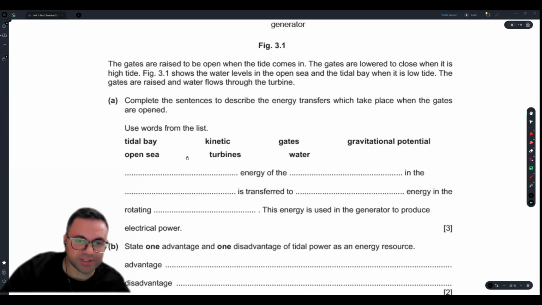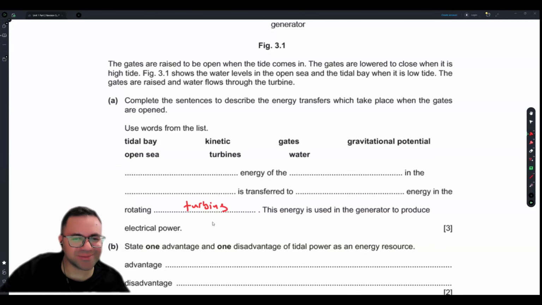Use words from this list. Dash energy of the dash. In the dash is transferred to dash energy in the rotating dash. Let's start from the very back. What's rotating? What's gonna be rotating? The turbines, right? So turbines rotate. What kind of energy is in the turbines? Dash energy in the turbines. Kinetic, right?